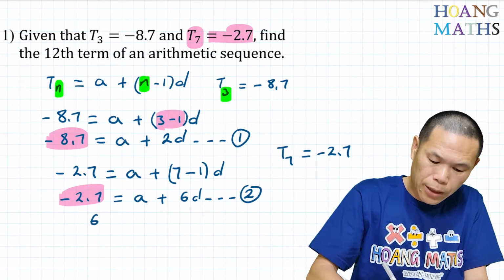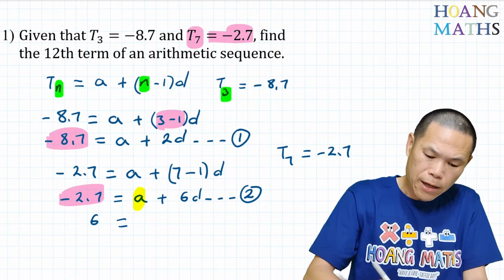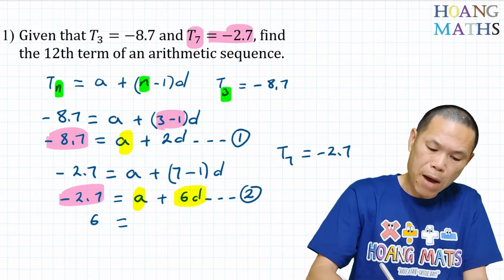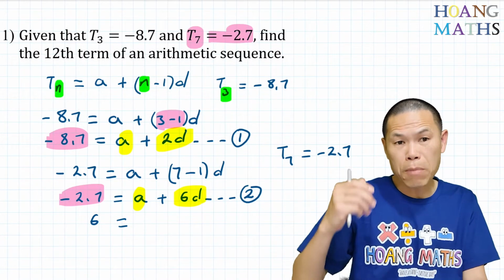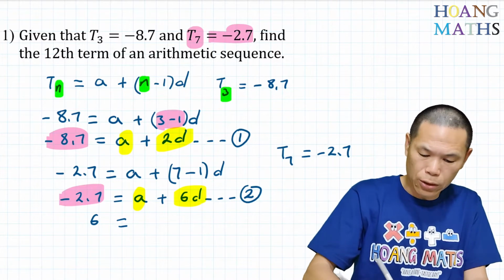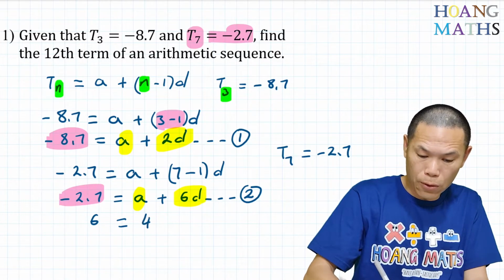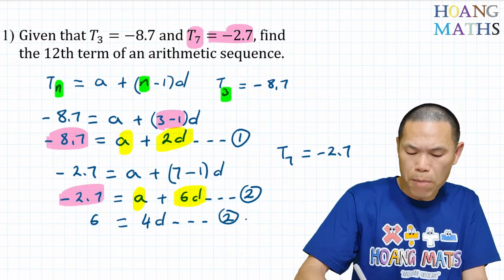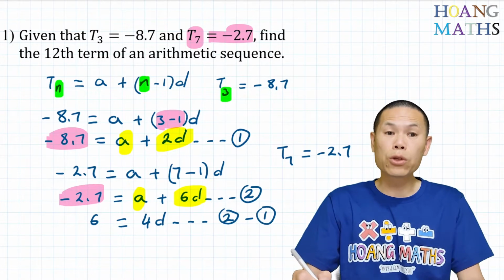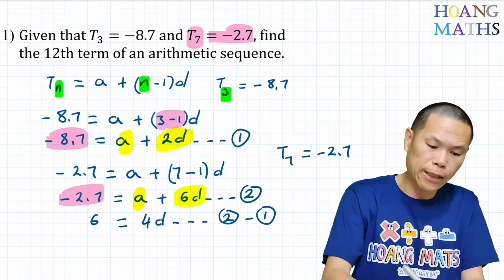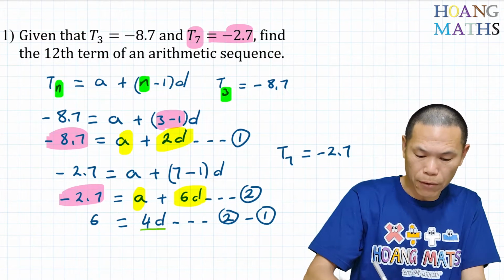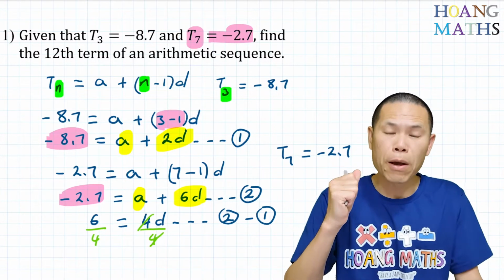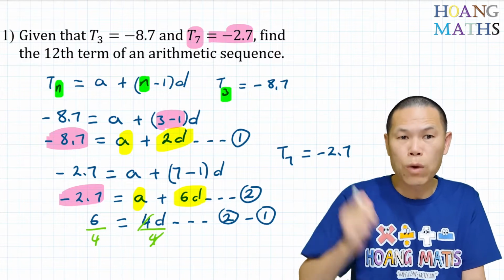So 6 is equal to, now we have A minus this A here, so we cancel out. Now we have 6d, we minus 2d. And 6d minus 2d will give me 4d. So that is equation number 2 minus equation number 1. So what I do now is I just divide by 4 on both sides because I solve for d. So I divide this by 4 and I divide this by 4. So that cancels out. So 6 divided by 4 is 3 over 2, which is 1.5.